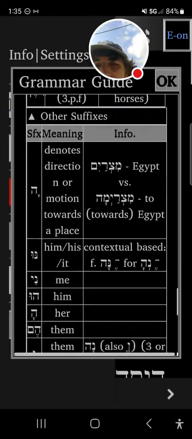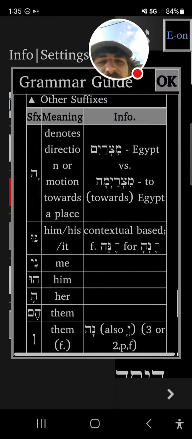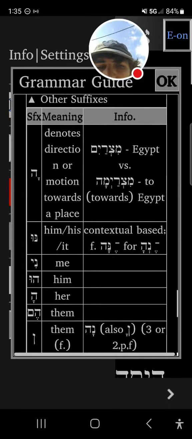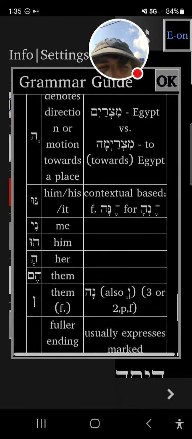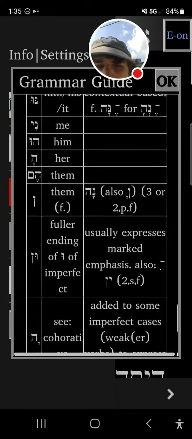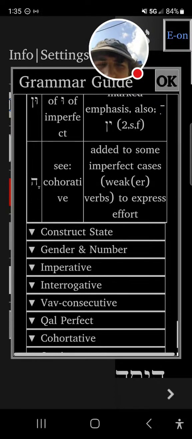Other suffixes. So, as a suffix hey denotes direction or motion towards a place. So Mitzrayim is a place. It's Egypt, right? Mitzrayma means towards Egypt. Okay, nun vav at the end also can mean him, his, it. So they don't give examples, and I don't know. But you see there's other suffixes that we have. Nun yud, hey vav, hey mem, nun, vav nun, hey, with a kamatz before, right?